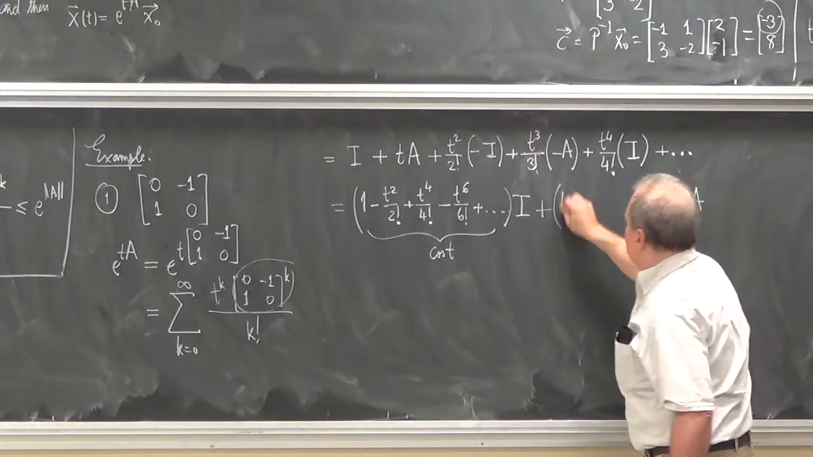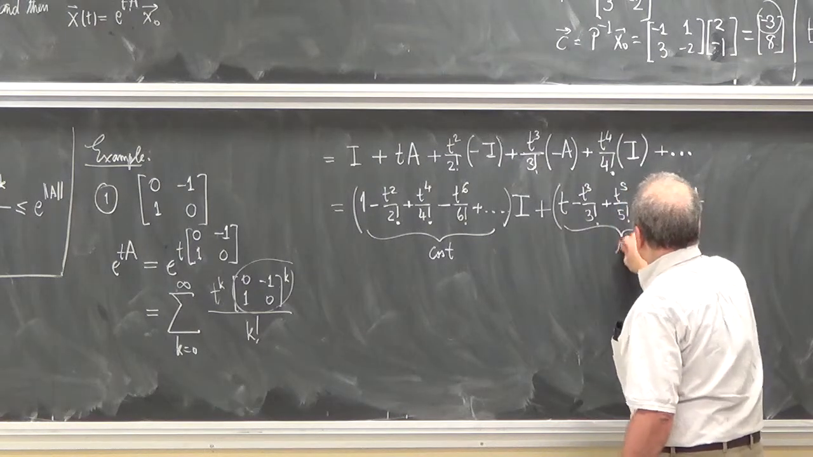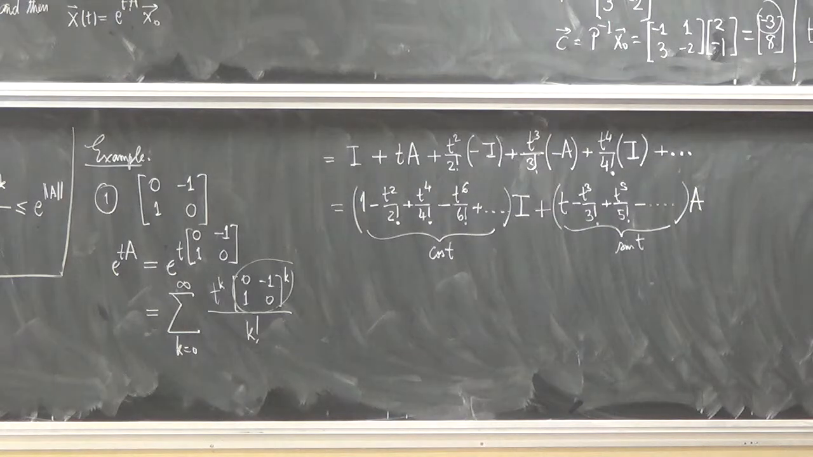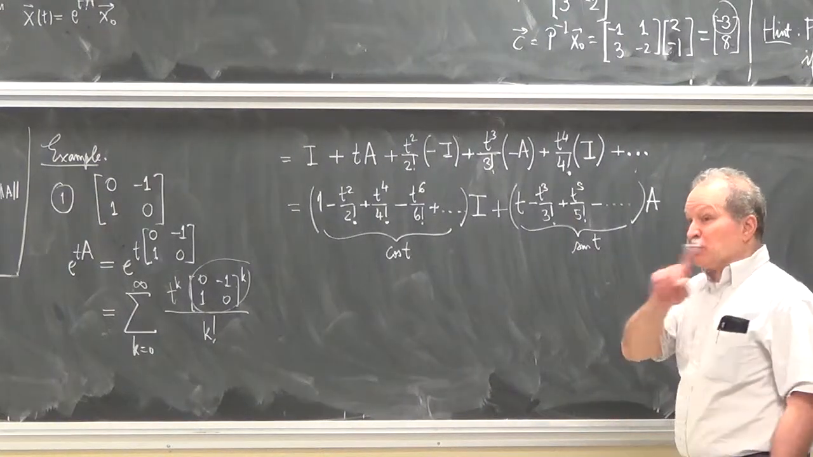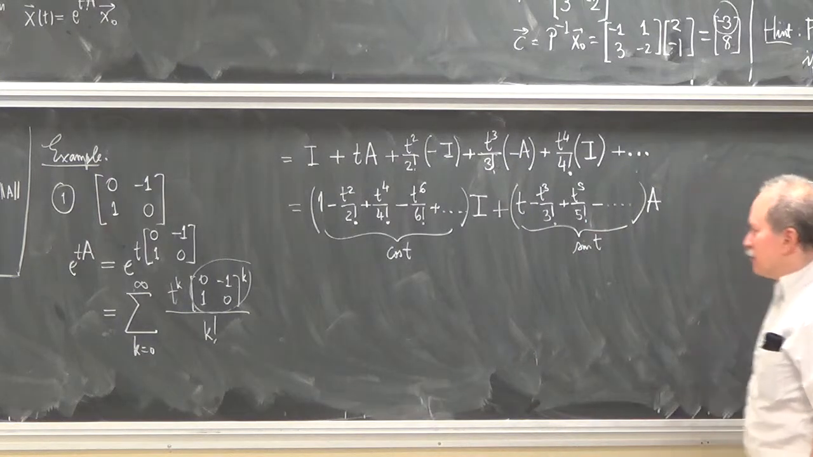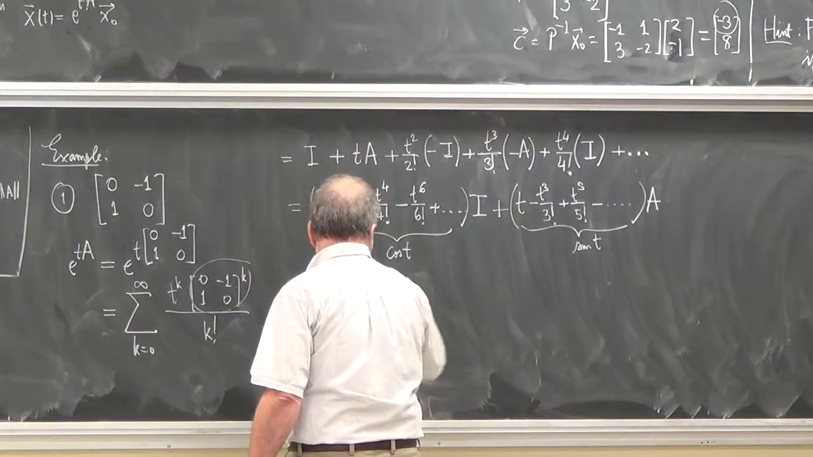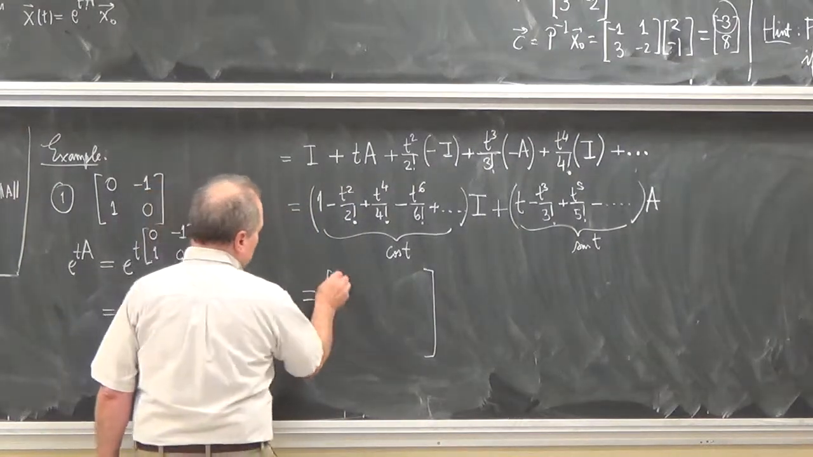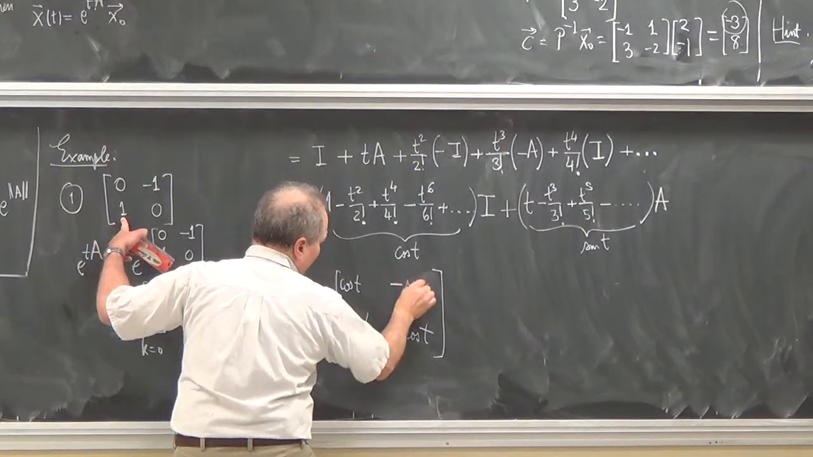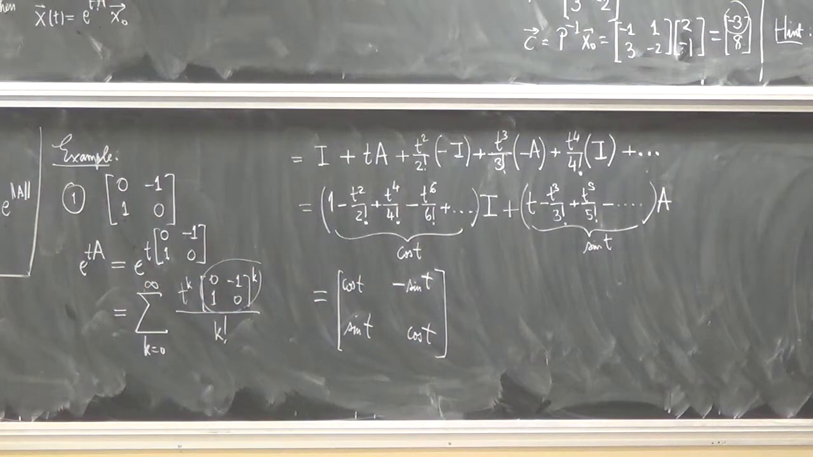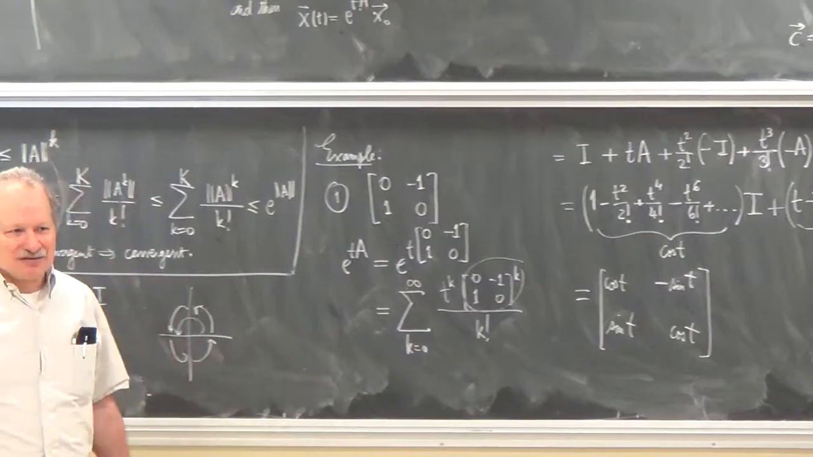What about this one? t minus t cubed over 3 factorial plus t to the 5th over 5 factorial, and so on. This is sine of t. And so all this works out rigorously. We're just expanding things and grouping as we wish. It converges uniformly, absolutely, on any closed interval, so you can do anything you want. So what's the matrix I'm ending up with? Identity with cosine t, and A with sine t, which is the matrix for all angles. So exponentiating this guy with a t is giving you the rotation matrix for all angle t.